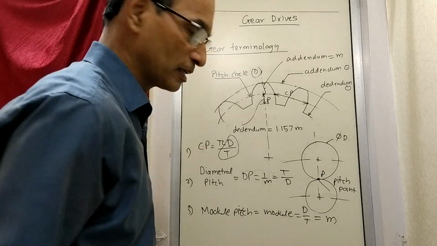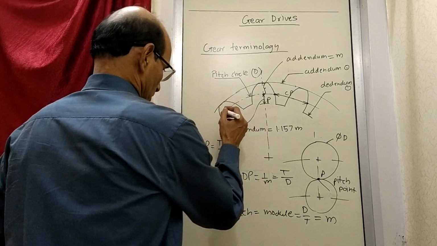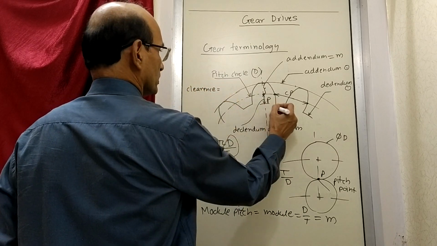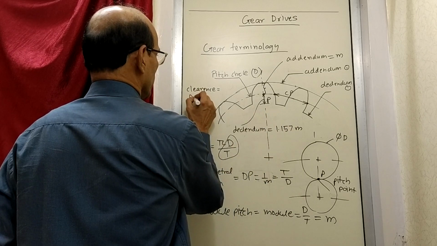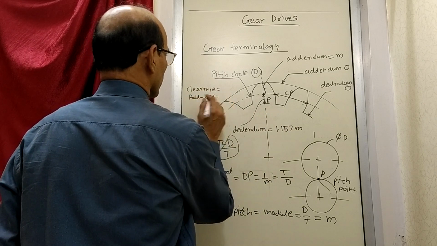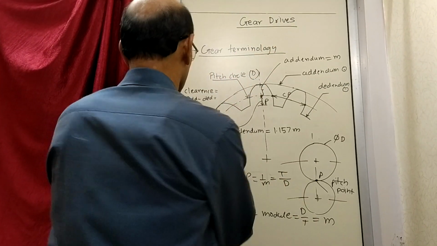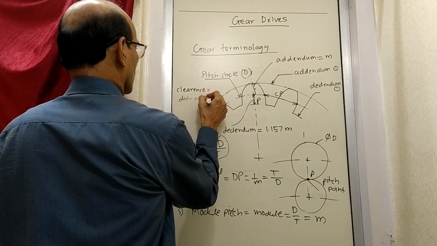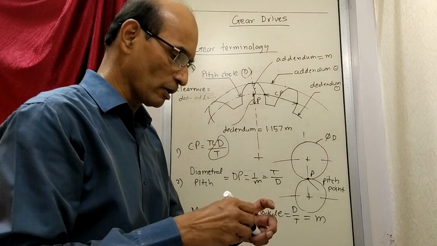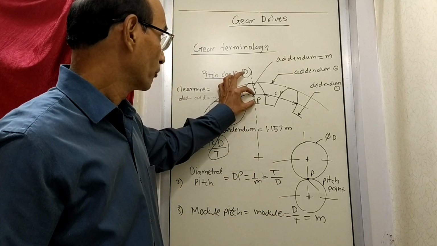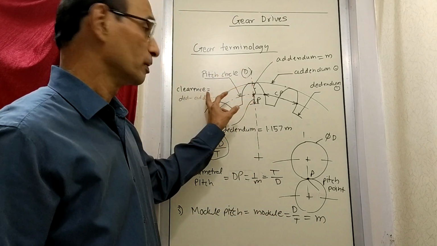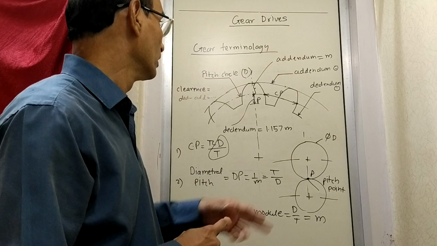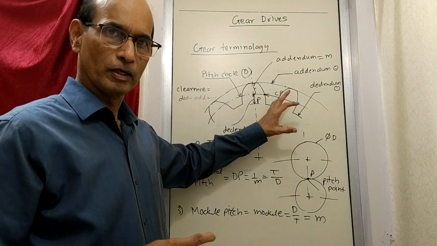Then there is a clearance. Clearance is the difference between dedendum and addendum. This is more. We have to subtract addendum from dedendum like this. This becomes the clearance. So this value is more, dedendum is more. From that, if you subtract this, the difference is called as a clearance. So these are the terms that we use for the case of a gear tooth. Okay.